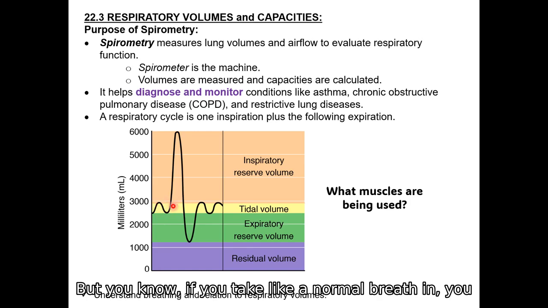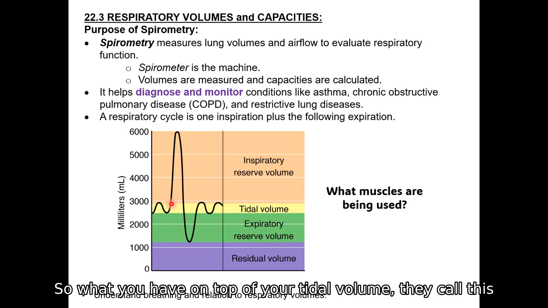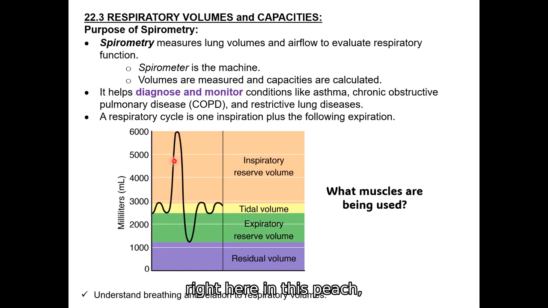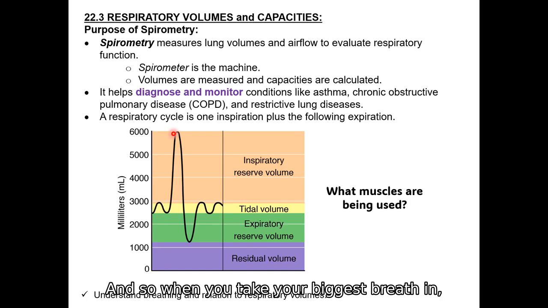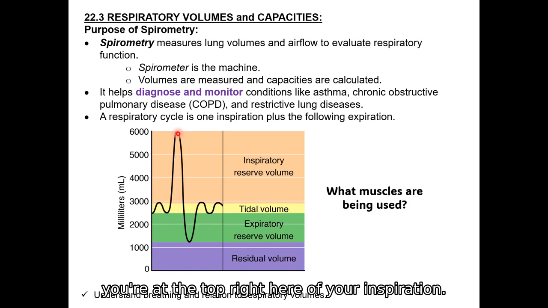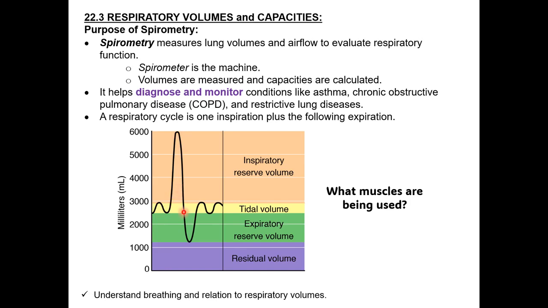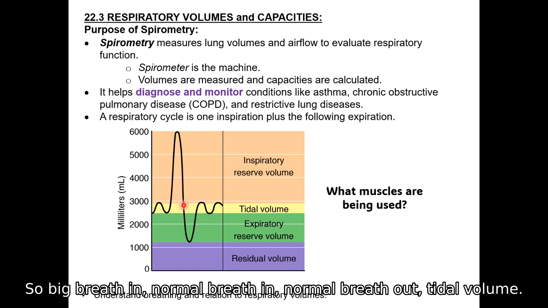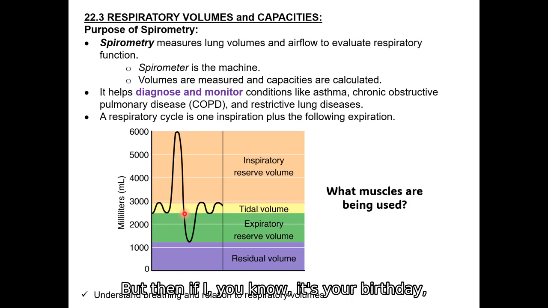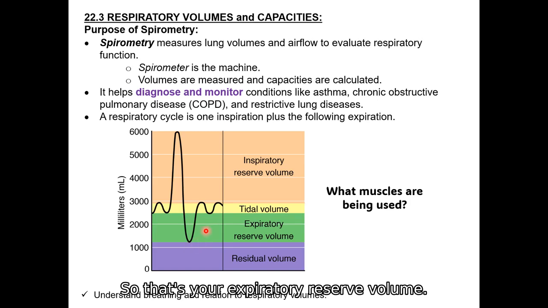But if you take like a normal breath in, you have more, right? If I told you to go run, you're going to have to take a really big breath in. So what you have on top of your tidal volume, they call this right here in this peach, the inspiratory reserve volume. And so when you take your biggest breath in, you're at the top right here of your inspiration. And so this part above your tidal volume in would be an inspiratory reserve volume. So big breath in, normal breath out, tidal volume. But then if it's your birthday and I put some birthday candles in front of you and say blow, you know that you can blow out some as well. So that's your expiratory reserve volume.